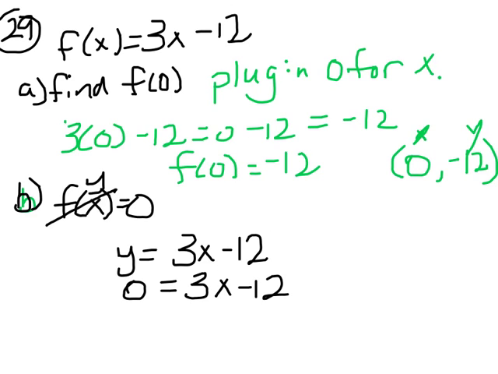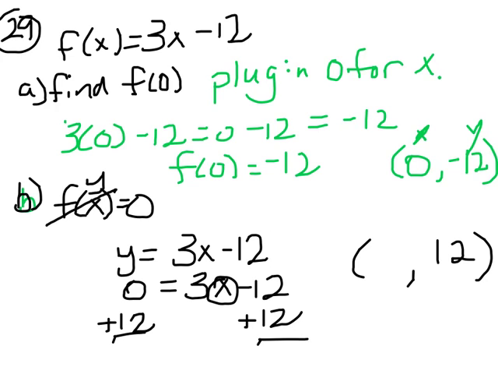And if I want to solve for x now, I know my y is 0. I could solve for x. Here's the x. Let's move the 12 over here, right? I'd get 12 equals 3x. And if I divided both sides by 3, what would x be? 4. So my x is 4.